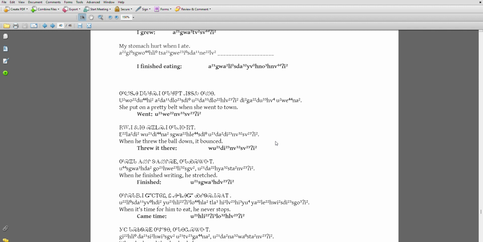When he finished writing, he stretched. Usquadan. That means when he finished. Gohueliska. Writing. Udayas tanai. He stretched.